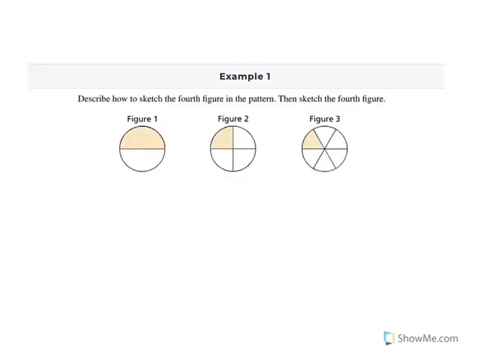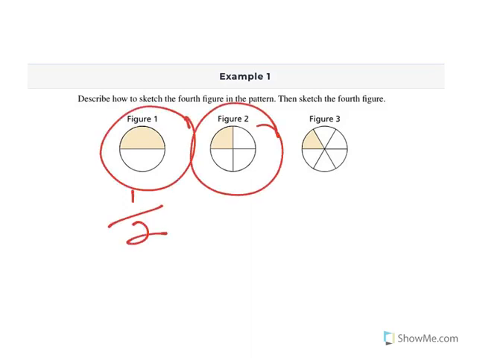So here we have three figures. We need to figure out what's the pattern. Okay, so in this case we have half of it yellow. Here we have 1/4 of it yellow, or orange or cream or whatever you want to call that color. And here we have 1/6 of it colored. Okay? So what part do you think is going to be colored in the next sketch?